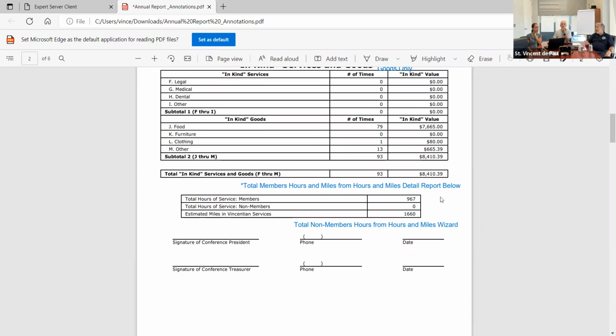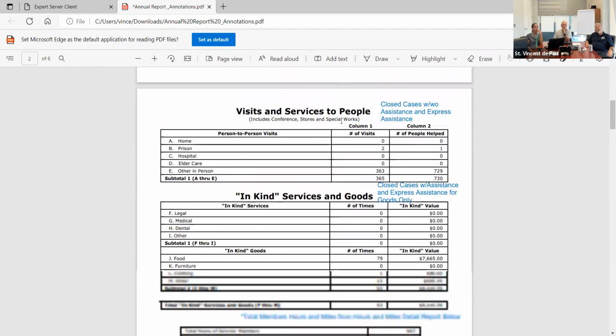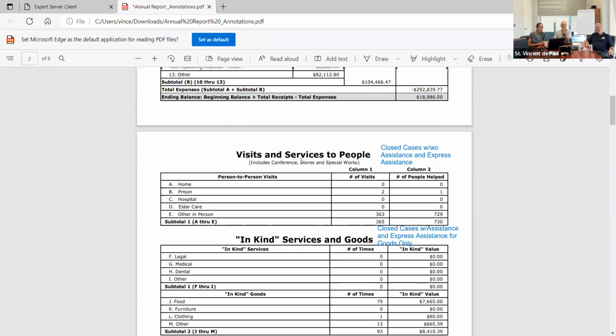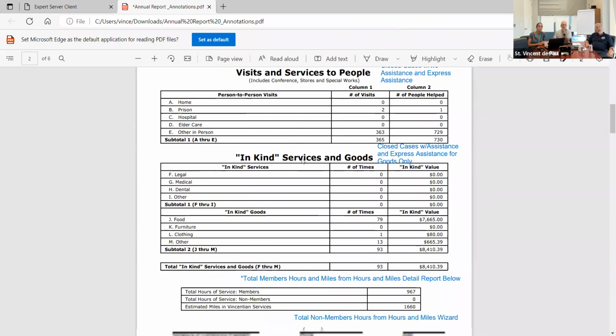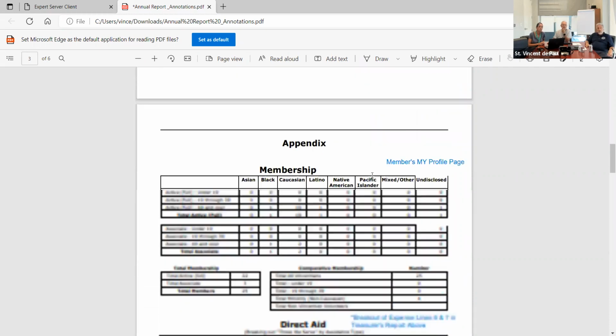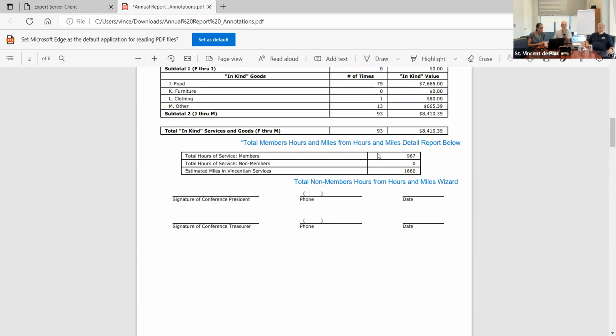Really? Because we were requesting that it get removed. Laura's saying the reason why this block, this table is here is because the president and the treasurer are signing off on everything above here. Right, they're attesting to it, which includes the hours and miles block, and not just the summation at the very end. Correct.